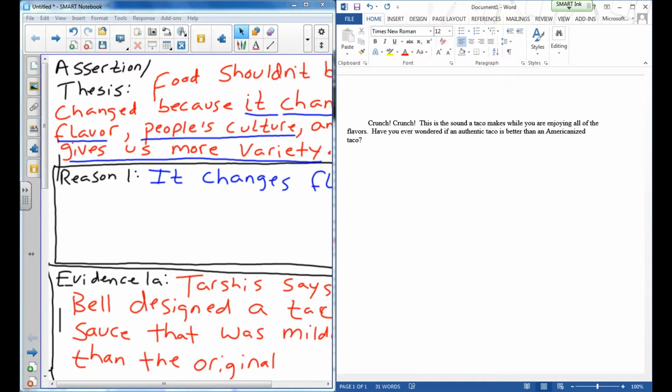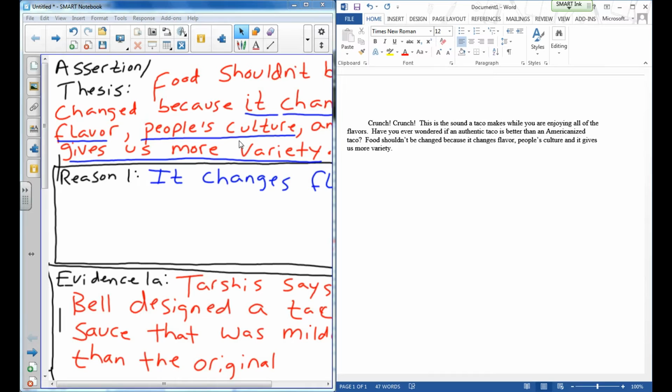Next sentence we're going to write is our thesis sentence. And from here forward, all our sentences are pretty much going to come from our graphic organizer. So I'm going to write, food shouldn't be changed because it changes flavor, people's culture, and it gives us more variety. Okay, introduction paragraph is finished. Now I'm ready for my first body paragraph.